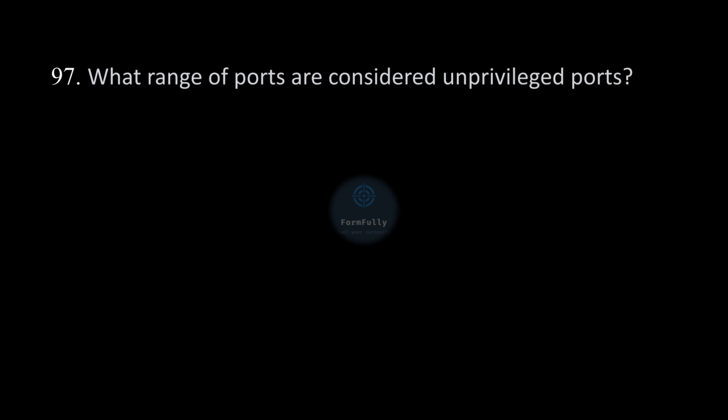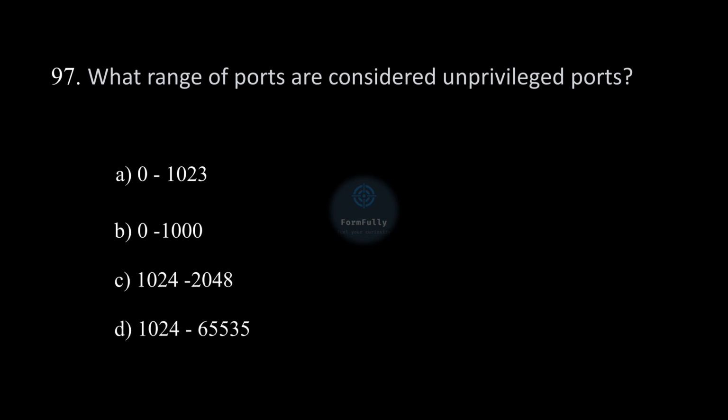Next question, what range of ports are considered unprivileged ports? Options: 0 to 1023, 0 to 1000, 1024 to 2048, 1024 to 65535. The range of ports considered as unprivileged ports is option D. The unprivileged ports are used by applications and services and are accessible to regular users, while privileged ports are typically used by system services and require elevated privileges to be opened. So the correct option is D.